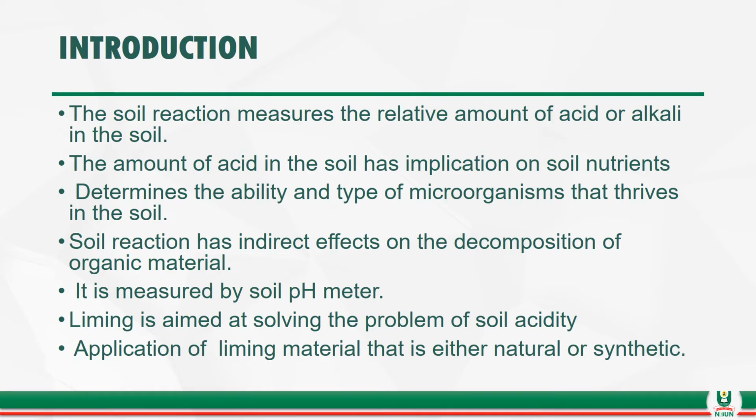By way of introduction, soil reaction measures the relative amount of acid or alkaline in the soil. The amount of acid in the soil has implications on soil nutrients. It determines the ability and type of microorganisms that thrive in the soil. Soil reaction has indirect effects on the decomposition of organic materials contained in the soil. It is measured by a soil pH meter. Liming is aimed at solving the problem of soil acidity, through the application of liming material, either natural or synthetic, that will bring our soil condition to the required pH level.